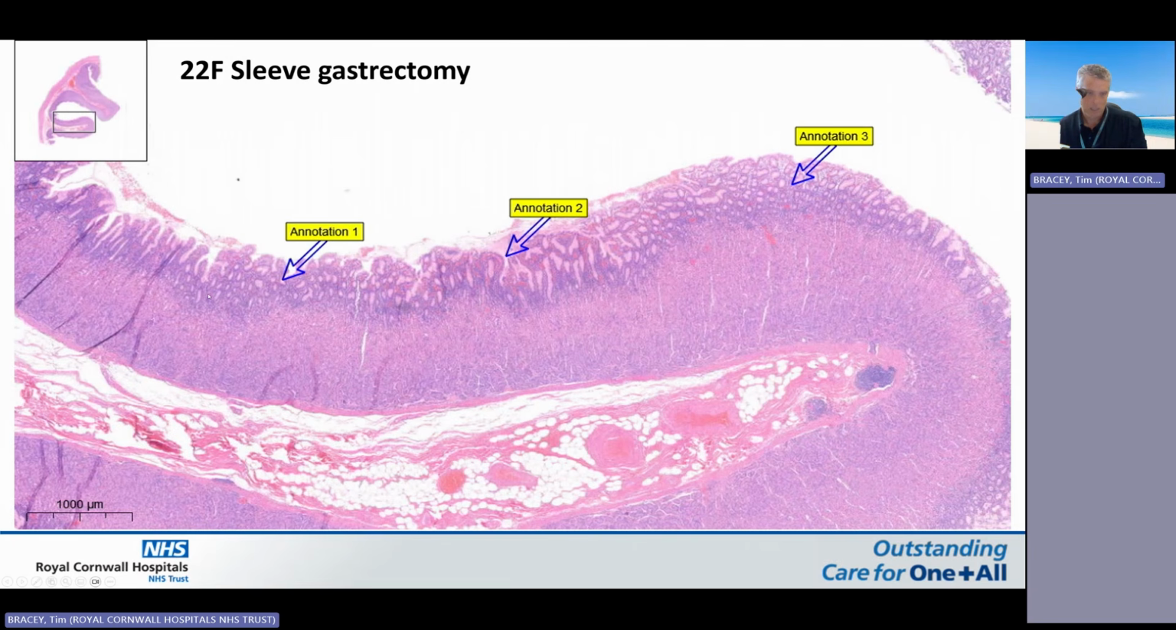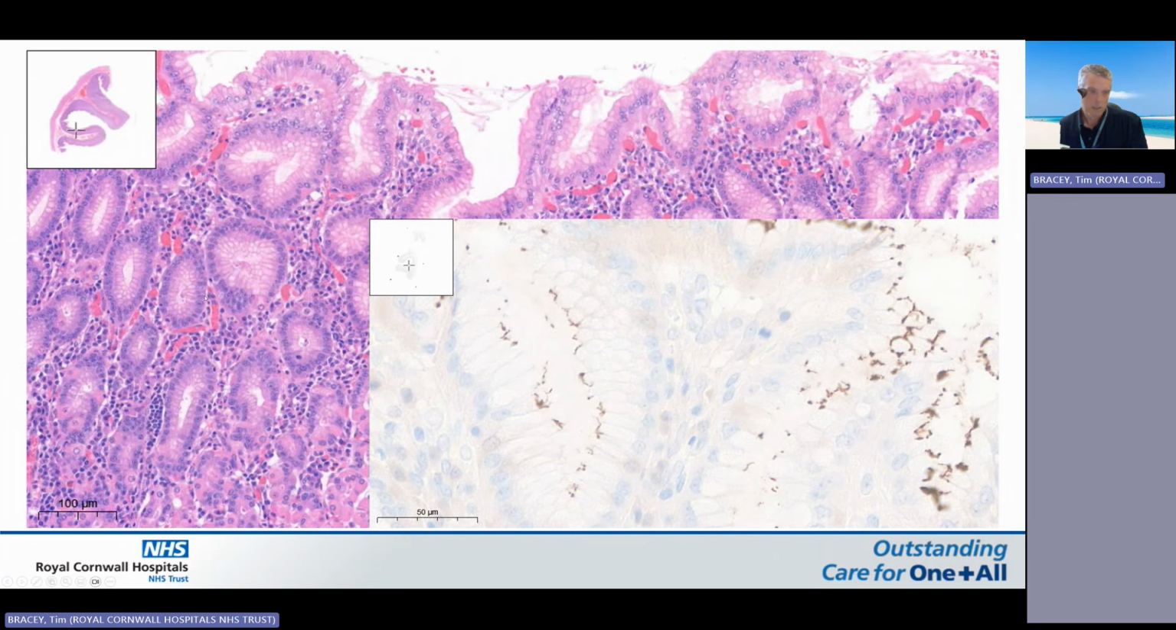So even at this 0.4 times appearance, you can see this is a superficial chronic gastritis. And in old language, this equates to being H. pylori gastritis. You can see there are, between the foveolar pits, increased plasma cells, increased lymphocytes, and also between the parietal and chief cells as well.